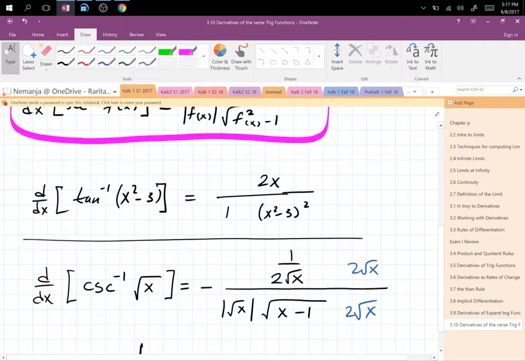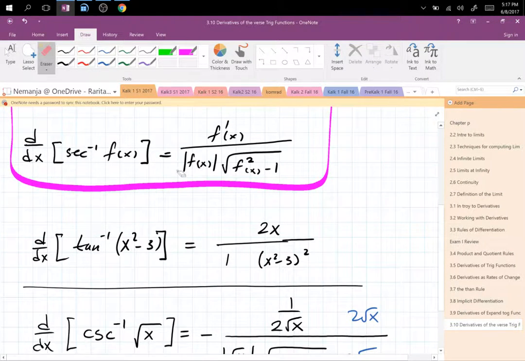From the formula. The cosecant formula is the same as the secant with the minus in front. So the formula for inverse secant doesn't have a minus, the formula for inverse cosecant does. And it's the same formulas.